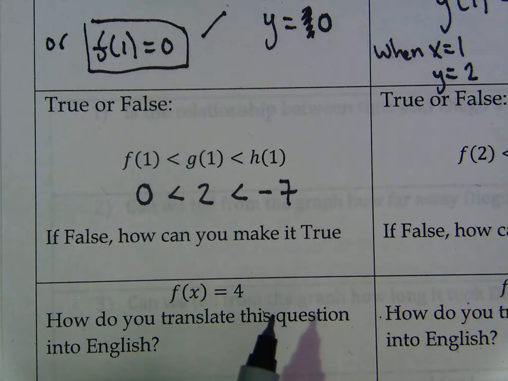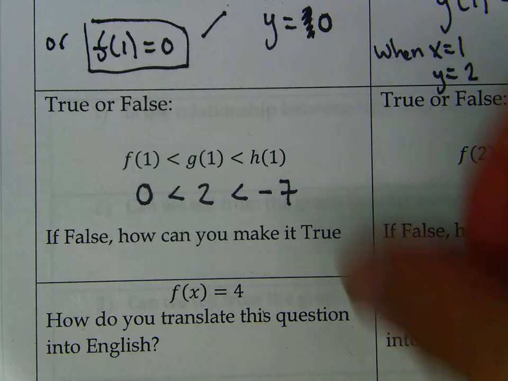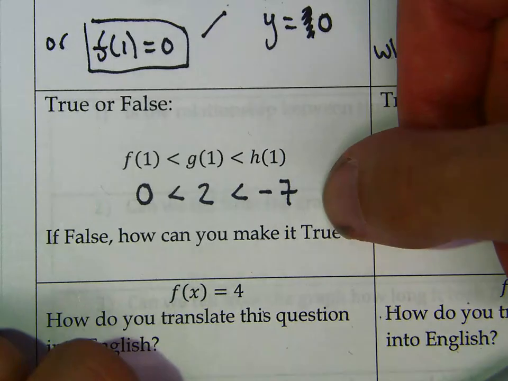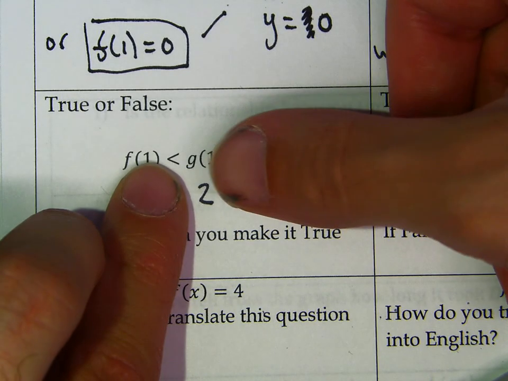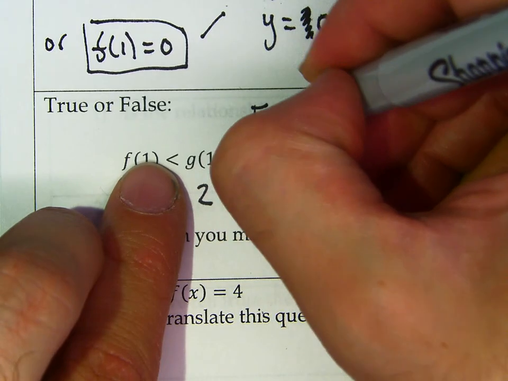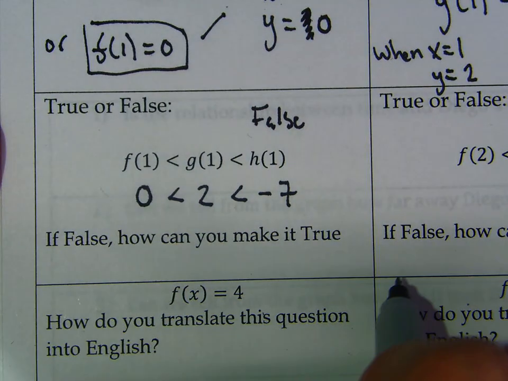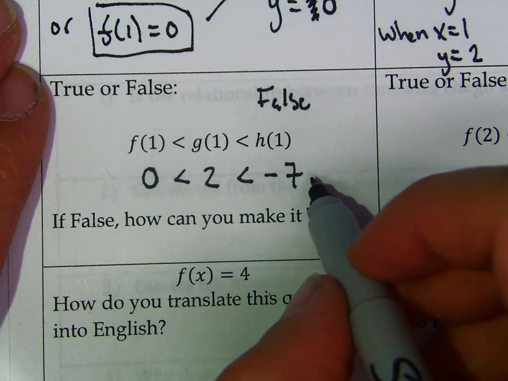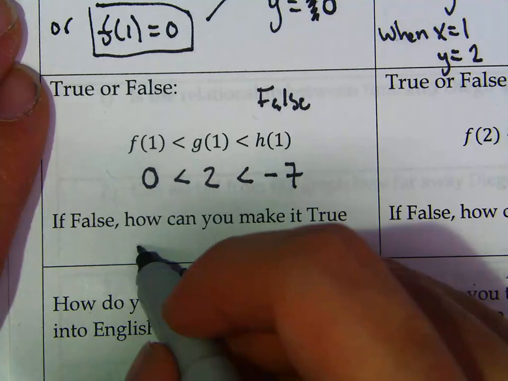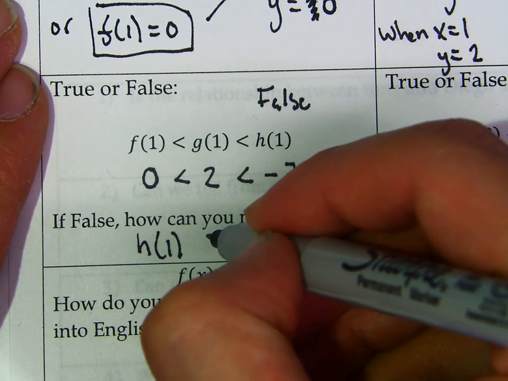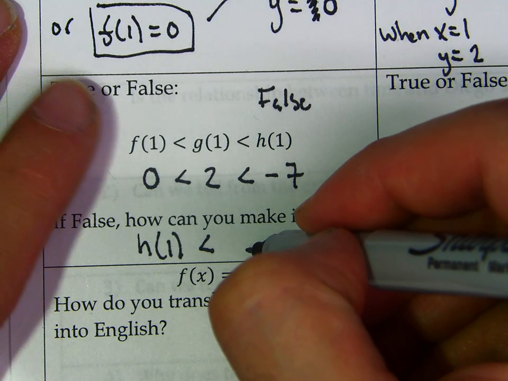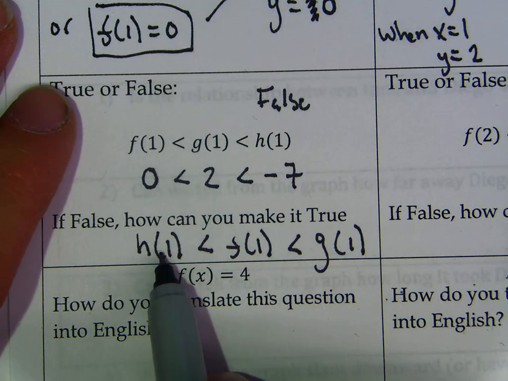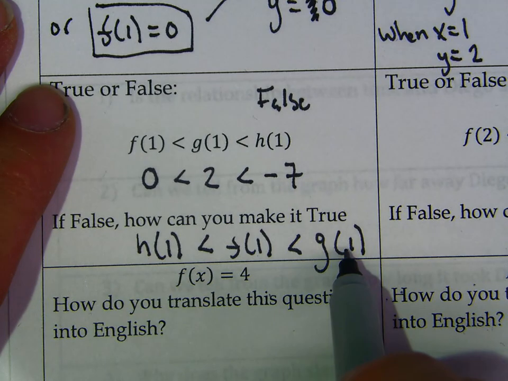Now, is this question true or false, right? This part happens to be true, right? Is 2 greater than 0? That's true, but what's not true? Negative 7 is not greater than 2, so this is false, right? Now that this is false, how can you make it true, right? How can I rearrange it? So the way you have to do it, negative 7 is the least. So you say h of 1 less than, then what should go next? f of 1, which is less than g of 1, right? Because this is the negative 7, this is the 0, and this is the 2.